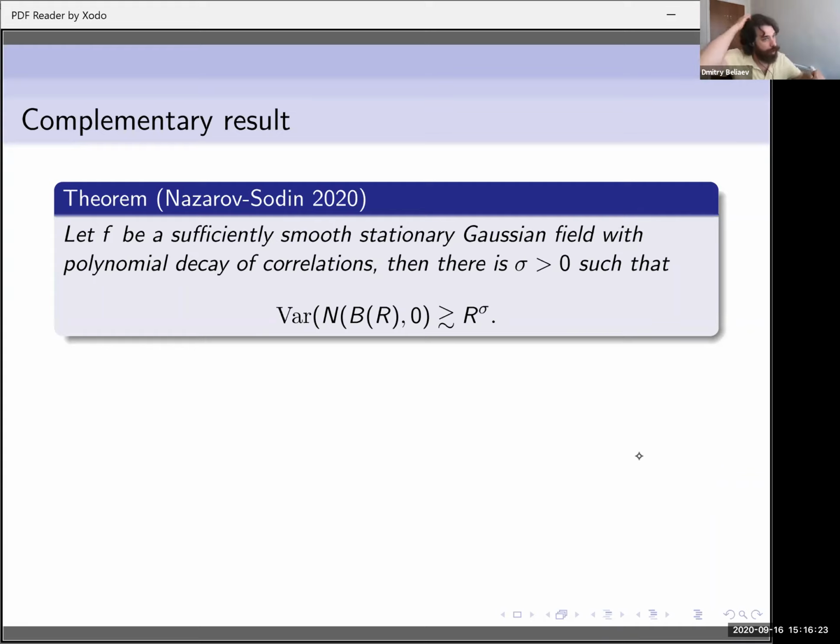Yes, so random plane wave has polynomial decay of correlations. The covariance kernel is a Bessel function which decays like 1 over square root. So the last theorem of Nazarov and Sodin is applicable to random plane wave.